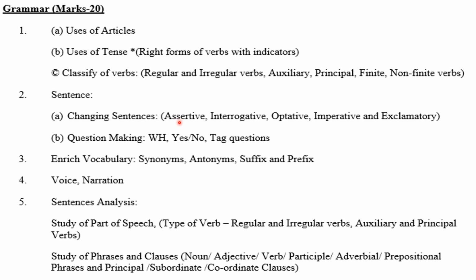There are many types of sentences, and especially here, changing sentence means you have to give importance to these 5 types of sentences. From assertive, you have to change into interrogative, from interrogative to optative, in different ways. And the question B, making questions: there are W's questions, who, what, why, when, how. These are W's words, and by these words we have to make correct W's questions.